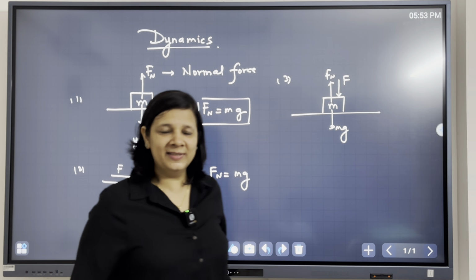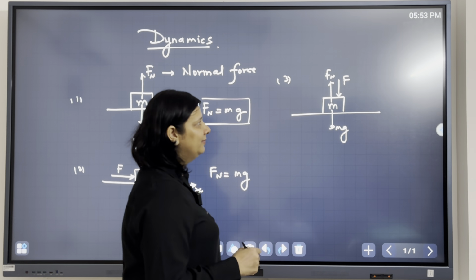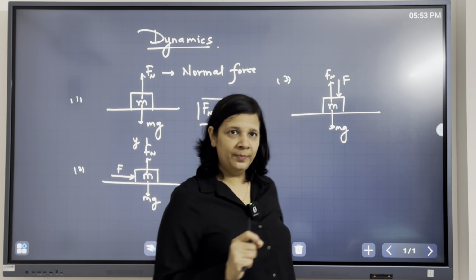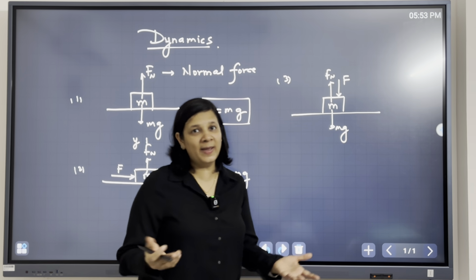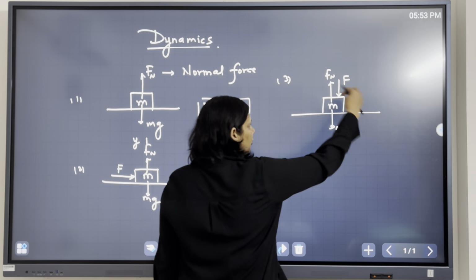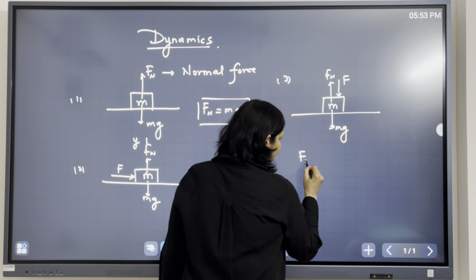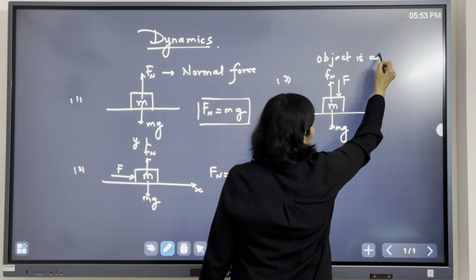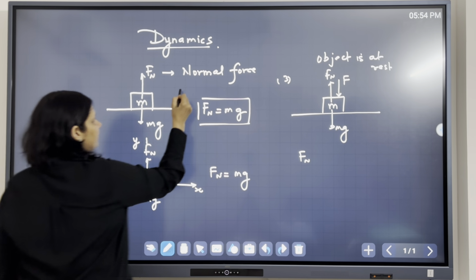Just pause the video again and try to think. So here what you will see is that from Newton's first law, because the object is at rest, all the forces should balance each other, right? So total downward force will be equal to upward force. So here the object is at rest. Okay, here also the object is at rest.